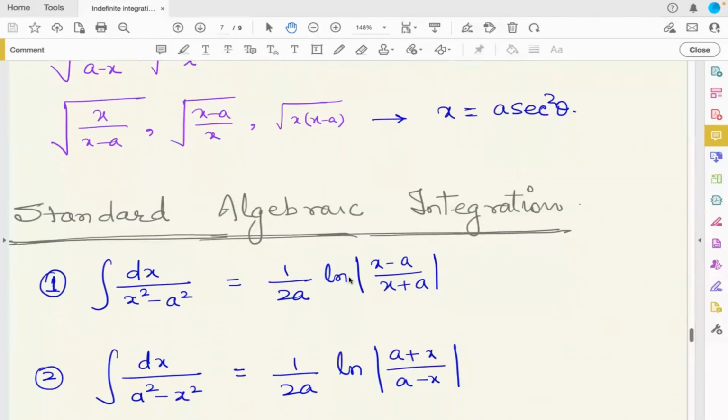Now next part is the same question, just the minus sign here we have taken common. So it will become like ln mod of a plus x by a minus x. Just invert this. I hope you'll all understand that.